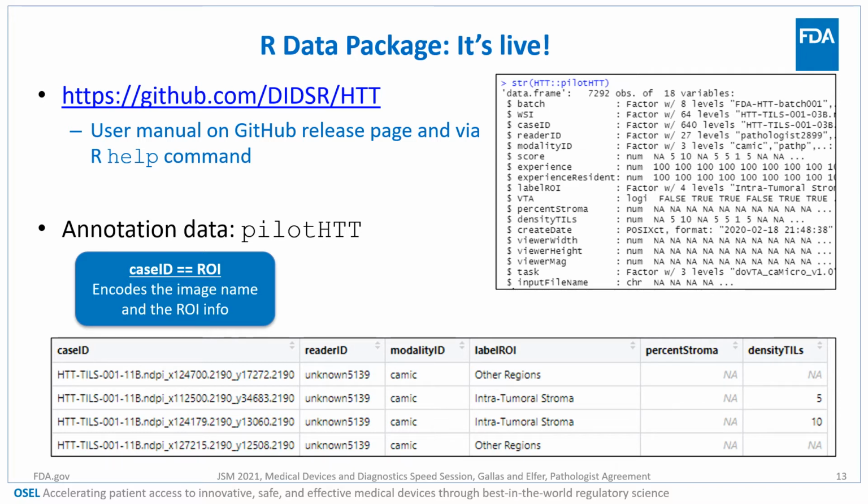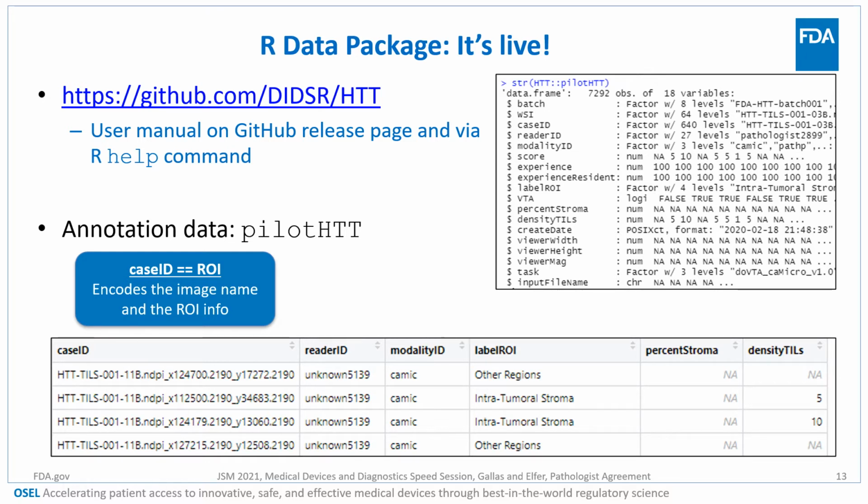The primary data is the annotation data. It's a data frame named pilot HTT. The key parameters of this data frame are shown below. They include the case ID, the reader ID, and the modality ID. These are the independent variables, if you will. The dependent variables, the data we collected, include the ROI label, the percent stroma, and the density of TILs.